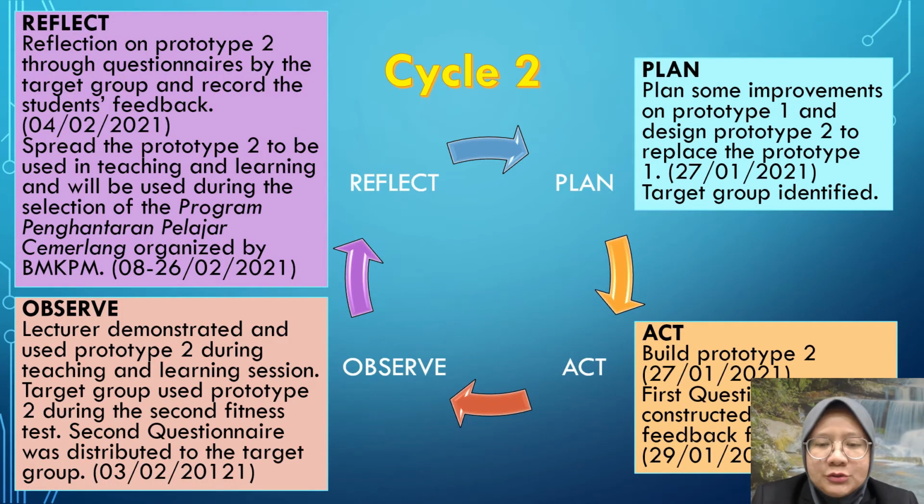For cycle 2, we start with a plan cycle where we have to plan some improvements on the prototype 1 and we design prototype 2 to replace prototype 1. The target group is also identified. For the act cycle, we start to build up prototype 2 and then we first distribute the questionnaires to the students to get feedback.